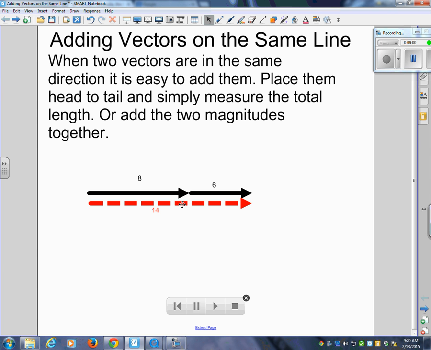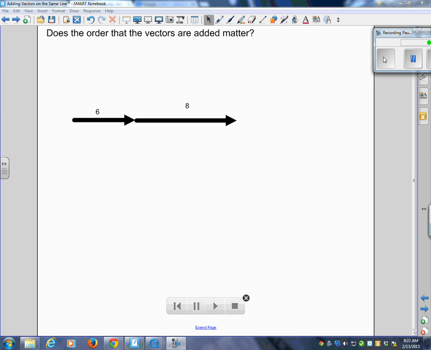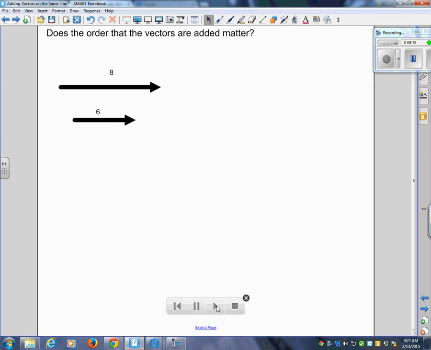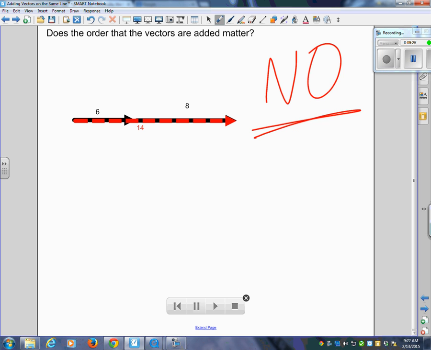Our ultimate goal today is by Pythagoras or by scale drawing, right? I ask again, does the order matter? Let me show you. 6 plus 8, 14. Does the order matter? No. Do not ask me if the order matters. I will mock you.